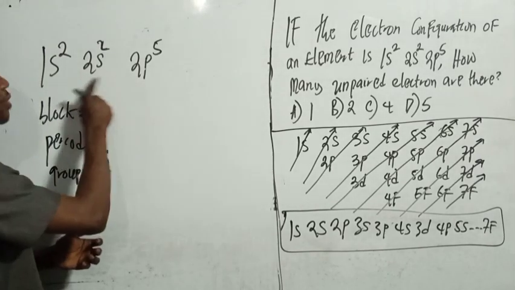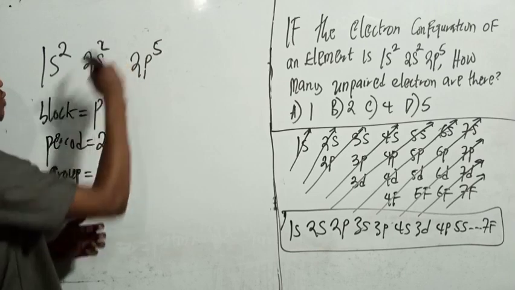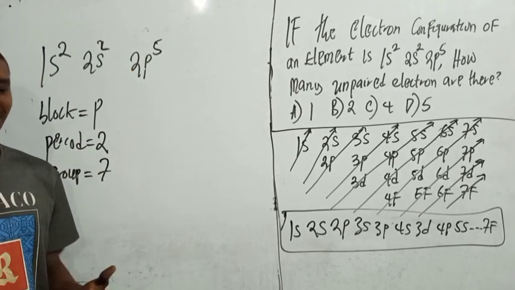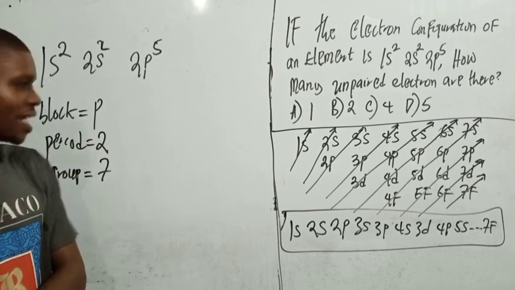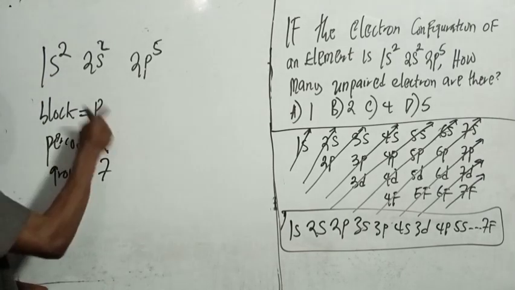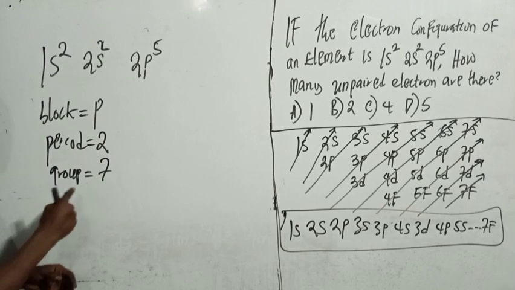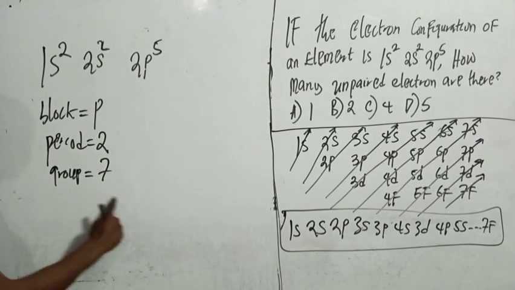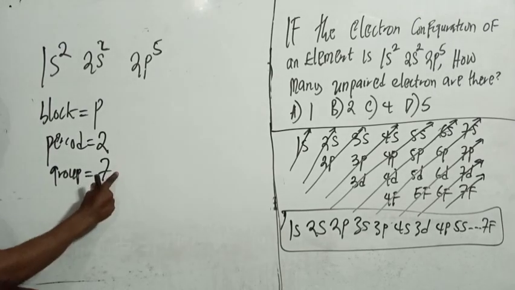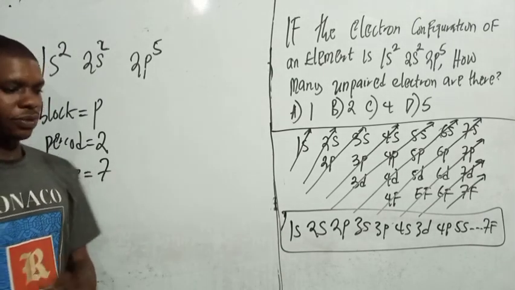So when you have something like this, when they are the same, you add the two of them. But if they are just one, like 3s, you only pick that. So this one belongs to block P elements, period 2, and the valence electron, the atom's electron, or the group number is 7. Hope you understand.